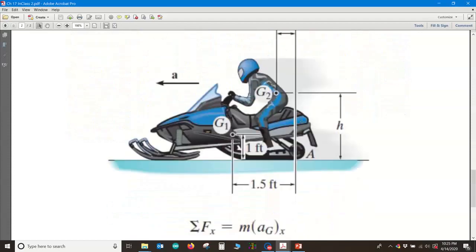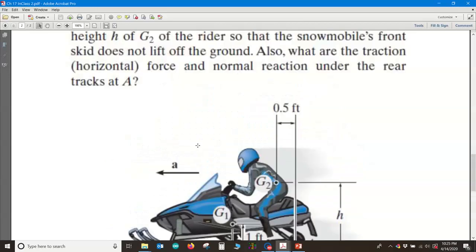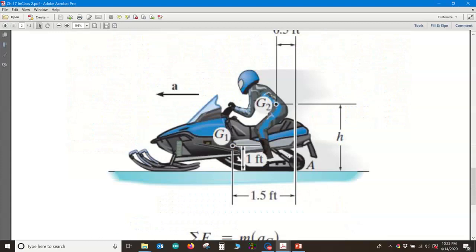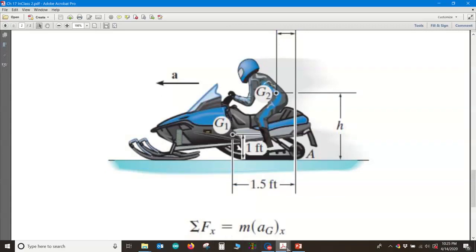So let's look at the diagram. G1 is the mass center for the snowmobile, and G2 is the mass center of the rider. We need to calculate this maximum height h that the rider can have before the front skid loses contact with the ground. So that's the question. This is a useful feature while designing the snowmobile. Let's see how to solve this problem.